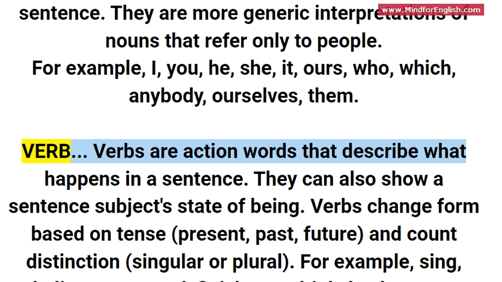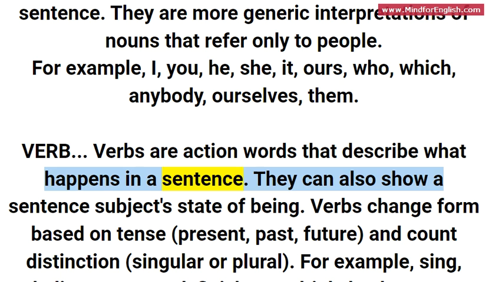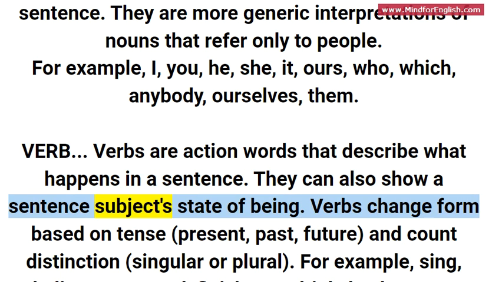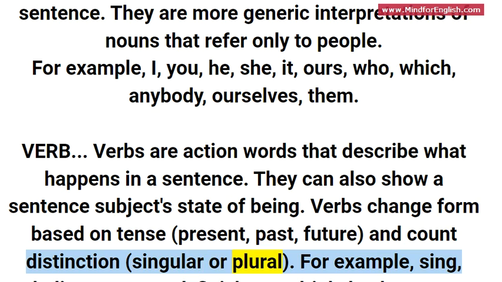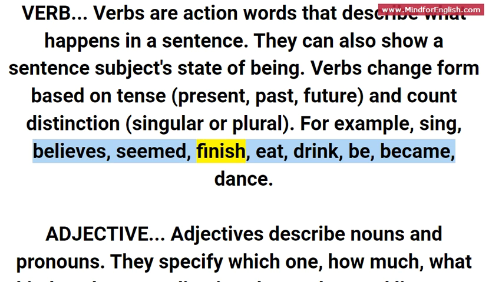Verb. Verbs are action words that describe what happens in a sentence. They can also show a sentence subject state of being. Verbs change form based on tense, present, past, future, and count distinction, singular or plural. For example, sing, believes, seemed, finish, eat, drink, be, became, dance.